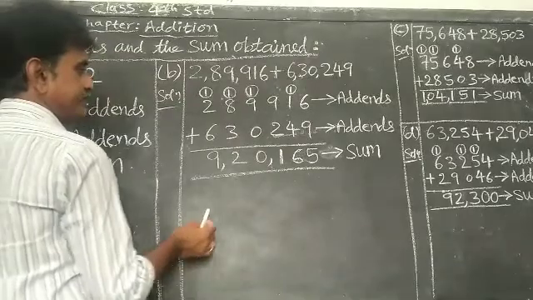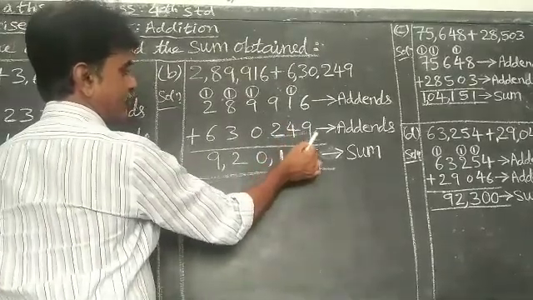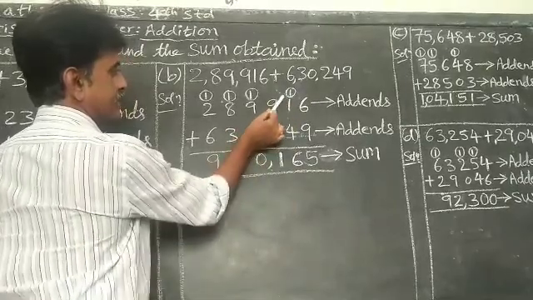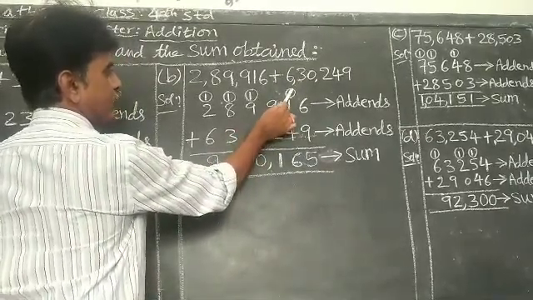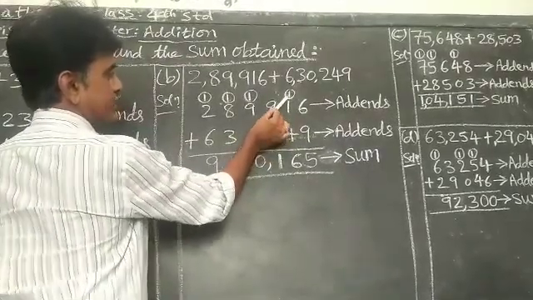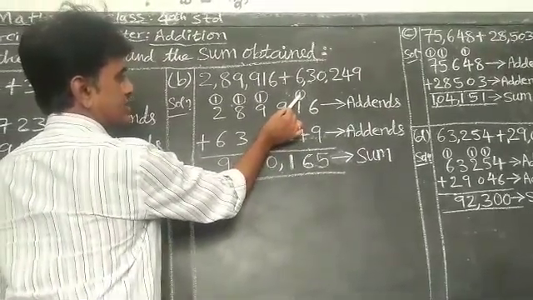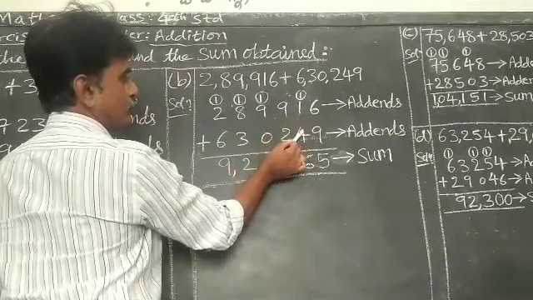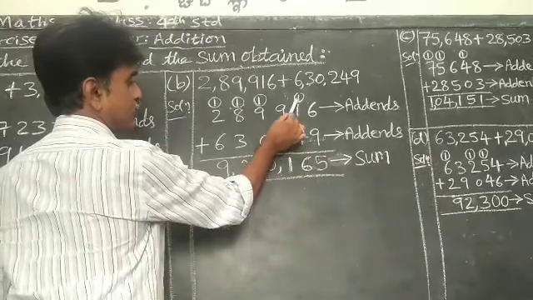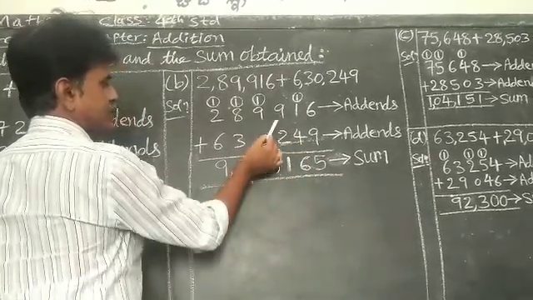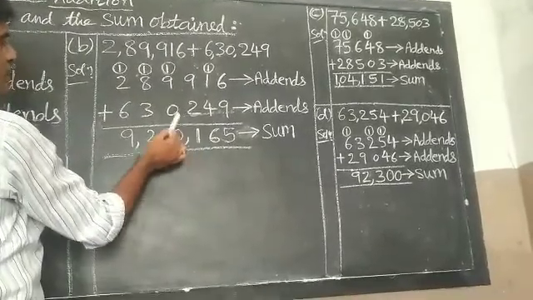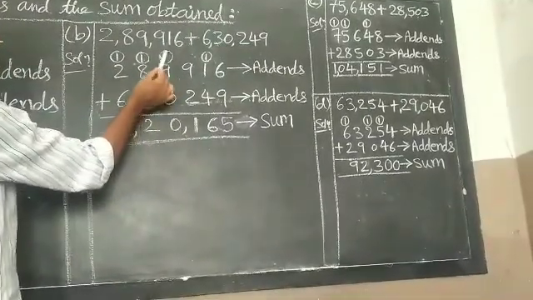Afterwards you have to add. 6 plus 9, 15. 15 means 5 write down and 1 carry. See here, I put a circle round the 1. This is the carry 1. Next, 1 plus 1, 2. 2 plus 4, 6. Next, hundreds place. 9 plus 2, 11. 1 you write down, another 1 carry.